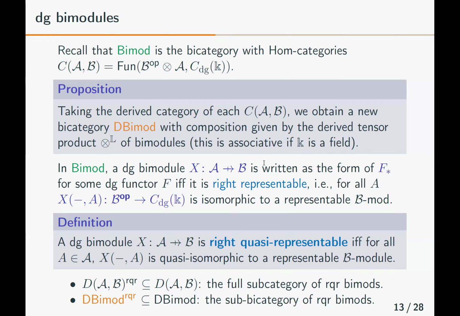To understand tight arrows inside Bimod, we use the following characterization. In Bimod, a DG bimodule X is written as F_* for a DG functor F if and only if it is right representable. That is, for each object A, the right DG module X(-, A) is isomorphic to a representable module.